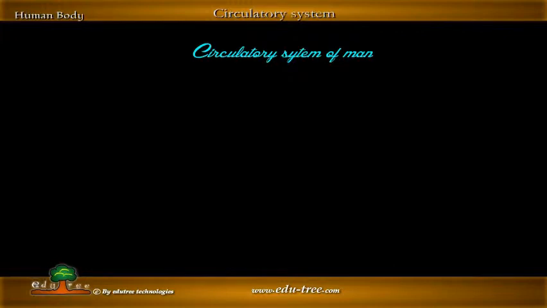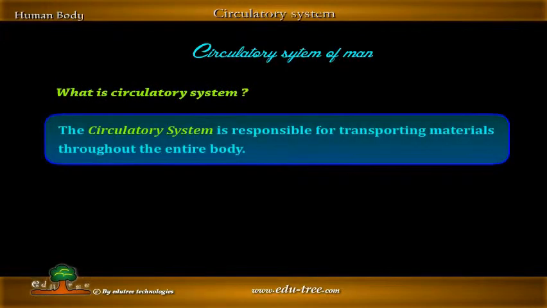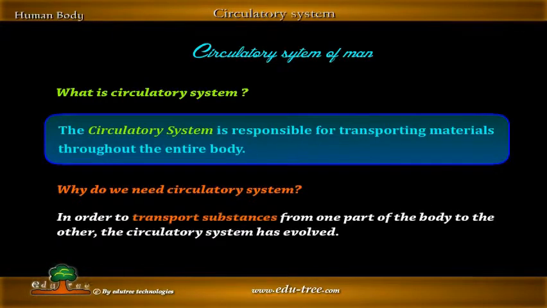Let's understand the circulatory system of man. What is the circulatory system? The circulatory system is responsible for transporting materials throughout the entire body. Why do we need the circulatory system? In order to transport substances from one part of the body to the other, the circulatory system has evolved.